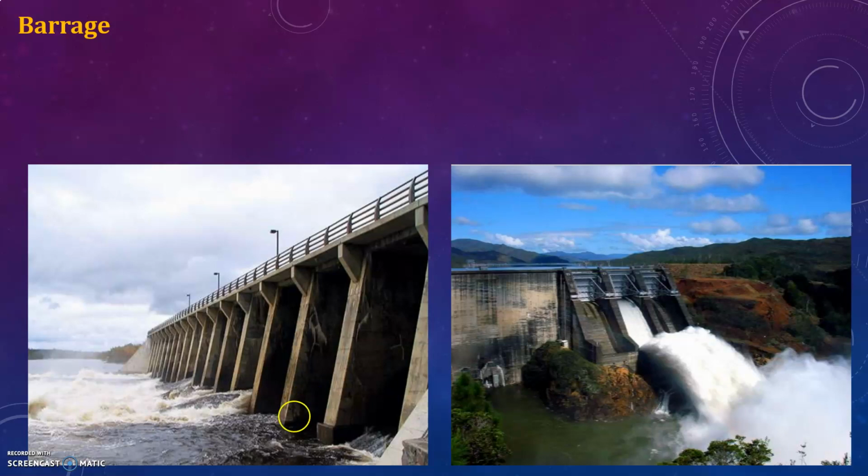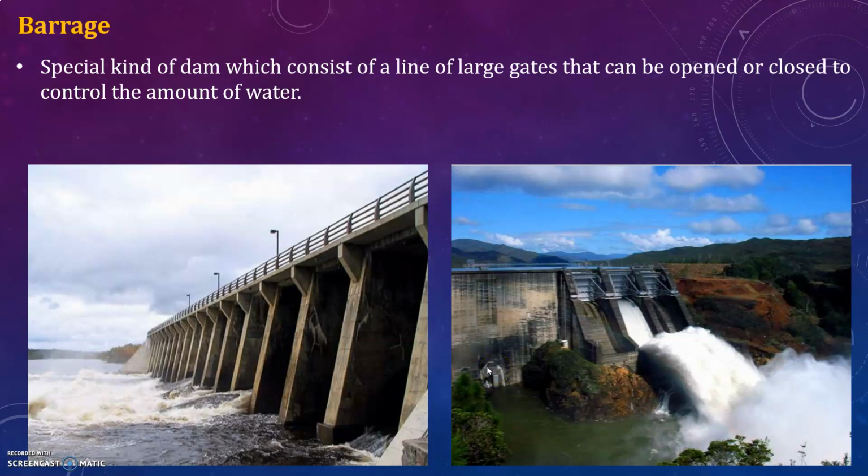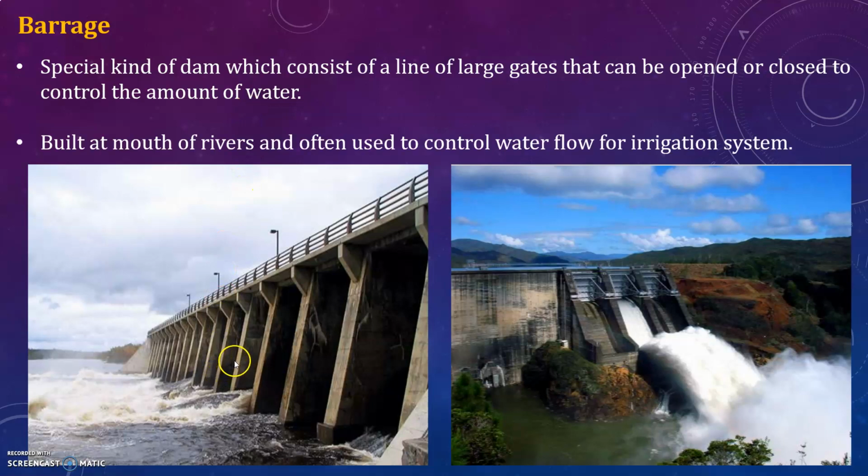The next one is barrage. You can see here, these are the barrages. A special kind of dam which consists of a line of large gates that can be opened or closed to control the amount of water. Built at the mouth of rivers and often used to control water flow for irrigation systems.